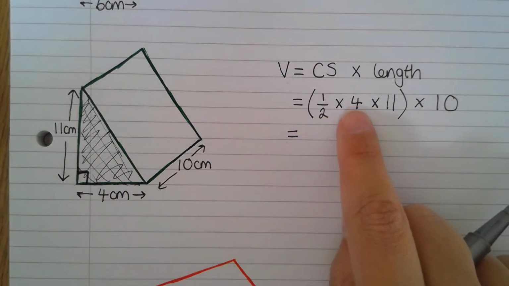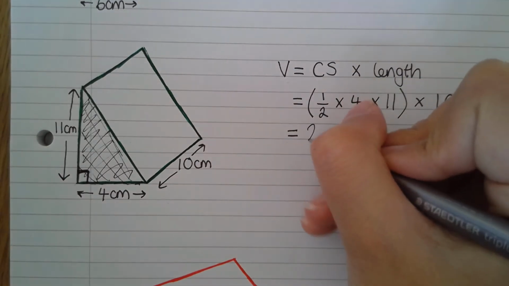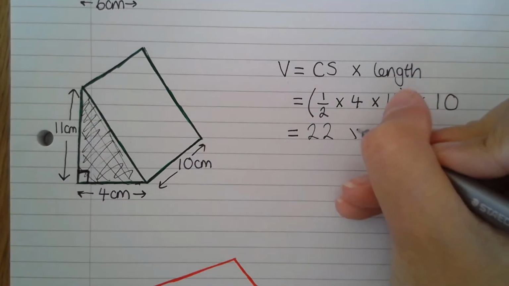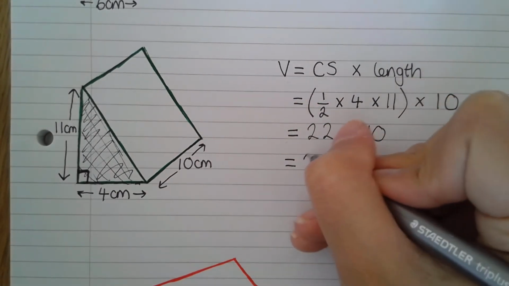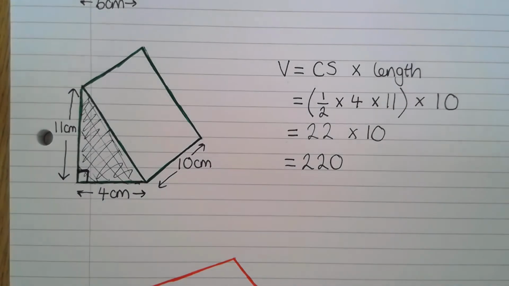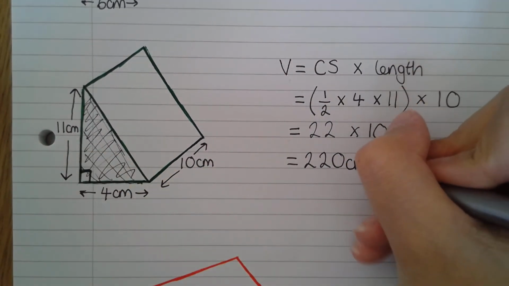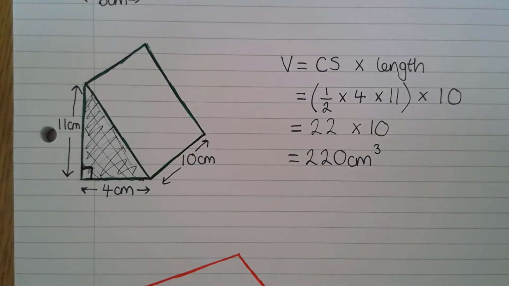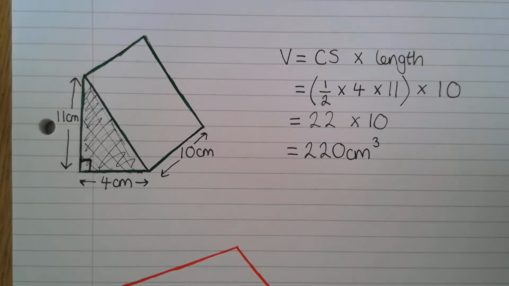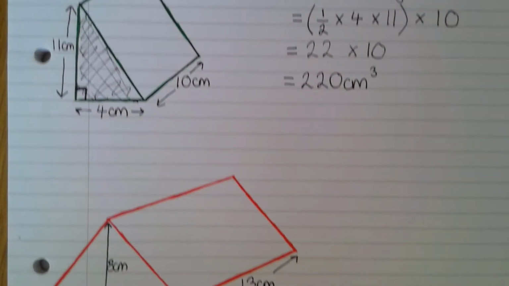So a half of 4 is 2, times 11 is 22. Still got times 10. 22 times 10 is 220. I need some units, centimeters. It's 3D, so it's cubed. I'm finding the volume, not an area, so it's cubed. And there's your answer to that one.